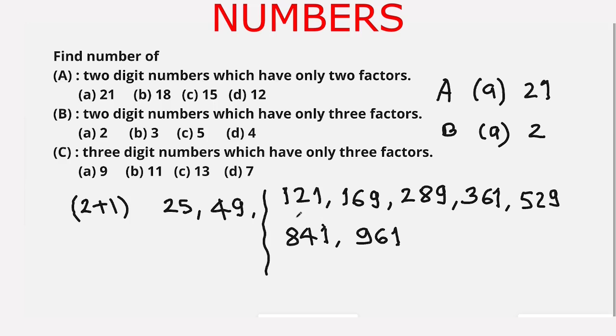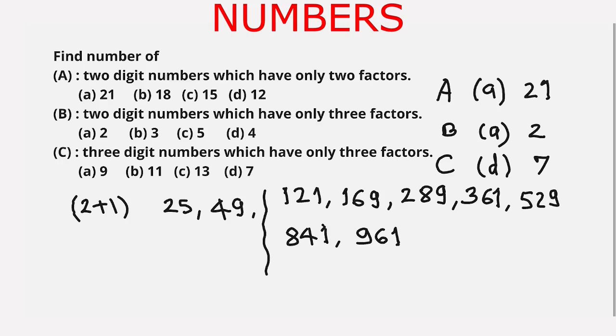So these are 1, 2, 3, 4, 5, 6 and 7. These are 7 3-digit numbers which have three factors. And part C has answer option D, 7. So these are the answers of this question. Part A has answer 21, part B has answer 2 and part C has answer 7.